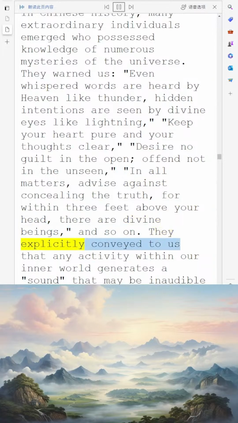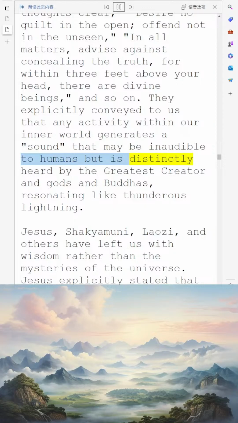They explicitly conveyed to us that any activity within our inner world generates a sound that may be inaudible to humans, but is distinctly heard by the greatest creator and gods and Buddhas, resonating like thunderous lightning. Jesus, Shakyamuni, Laozi, and others have left us with wisdom rather than the mysteries of the universe.